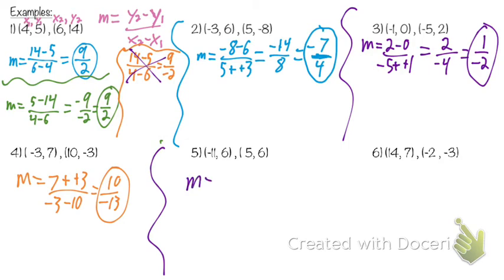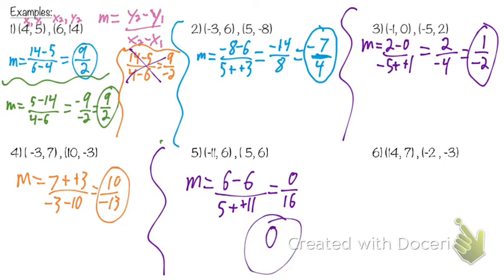Number 5. M is equal to, well, top is 6 minus 6, no matter which way you go. And so bottom, we could do 5 minus negative 11, or vice versa. Turns into adding. 6 minus 6 is 0 over 16. What is 0 divided by literally anything? 0. Anything except for 0. If you have 0 pizzas for 5 people, everyone gets 0 pizza and everyone's sad.